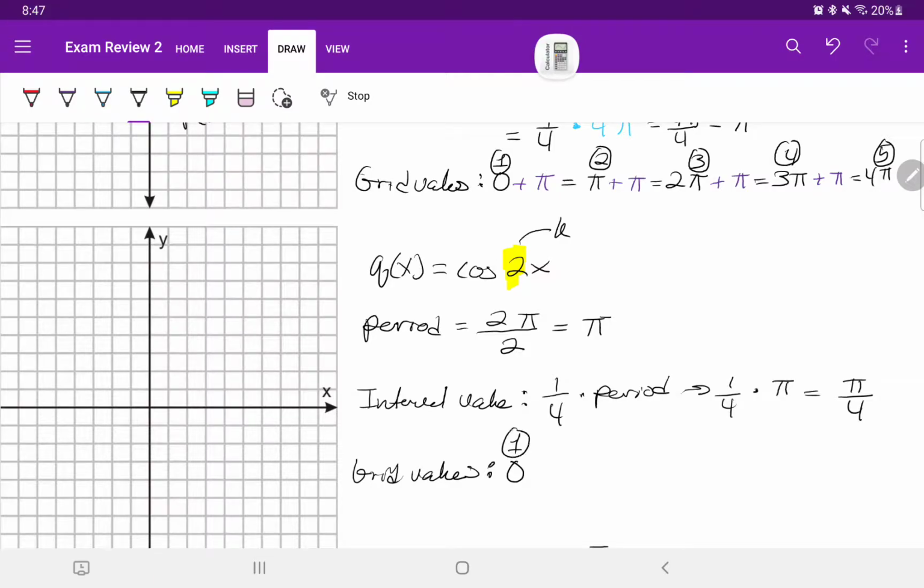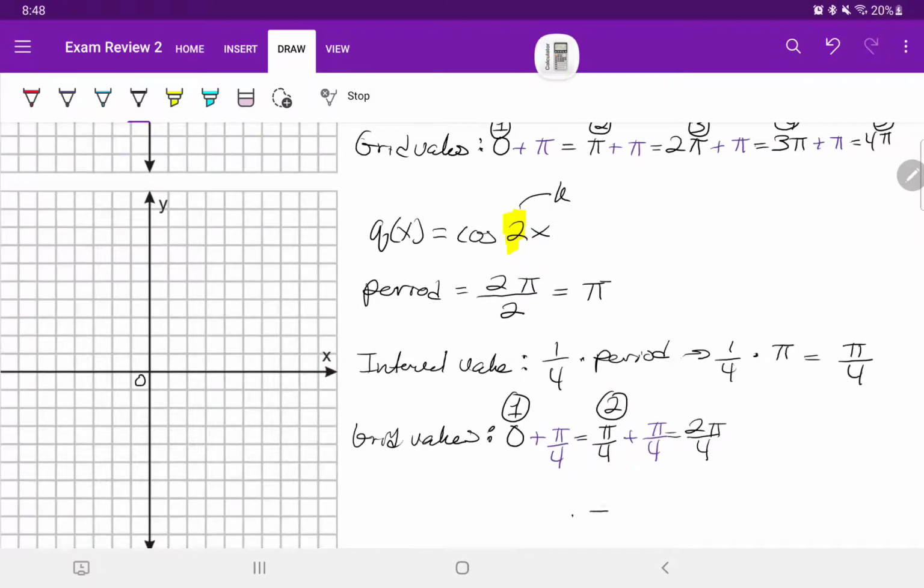The first grid value is 0. Let's put that there. To find the next one, we're going to add pi over 4 to 0. 0 plus pi over 4 is equal to pi over 4. Second grid value: add another pi over 4 again. Pi over 4 plus pi over 4 is 2 pi over 4.